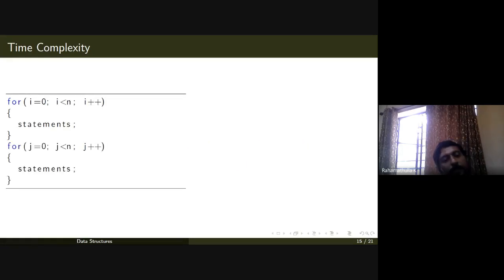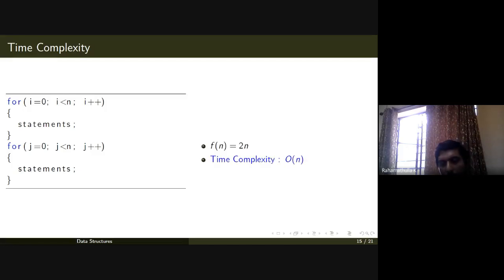Let's take this example. These are not nested for loops. This is one for loop after another for loop. So for i equals 0, i less than n, i plus plus, then j equals 0, j less than n, j plus plus, two for loops one by one. It's very clear that the first for loop is going to take n number of times, and the second for loop is going to execute n number of times.